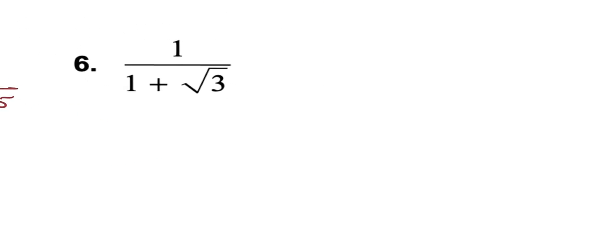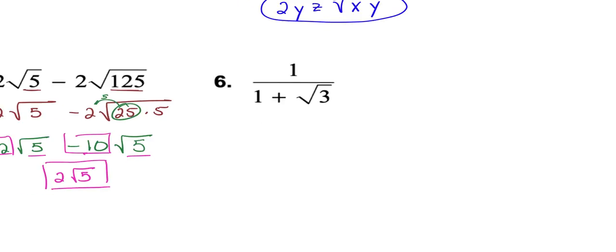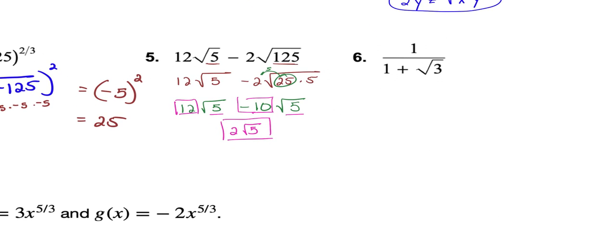Number 6 is the toughest one on here for simplifying. Remember, we don't want radicals in the denominator. So, for example, if we had 2 over root 3, we multiply it by root 3 over root 3, and it gives us 2 root 3 over 3. And we've eliminated the radical down there. That's called rationalizing the denominator. This is just an example of what we're trying to do in number 6.